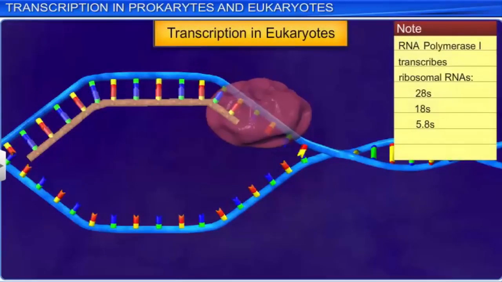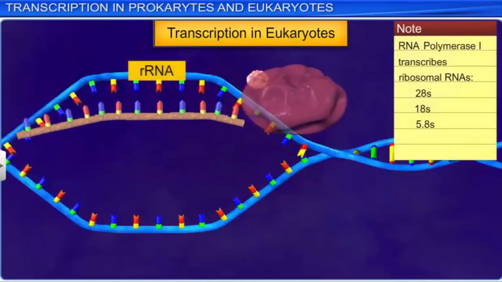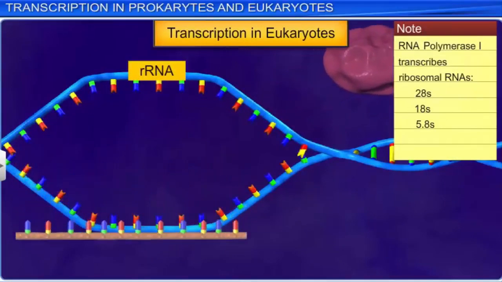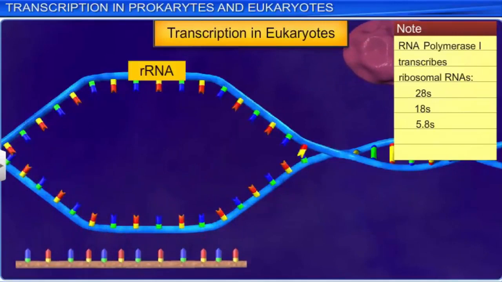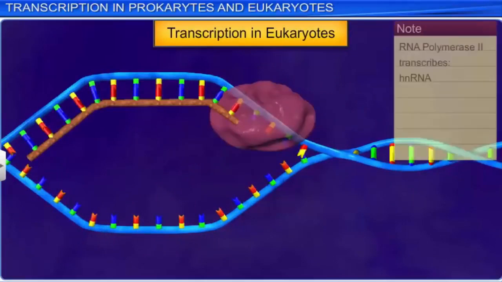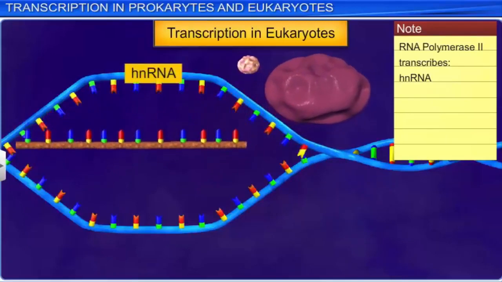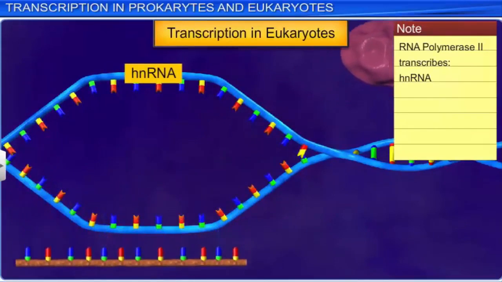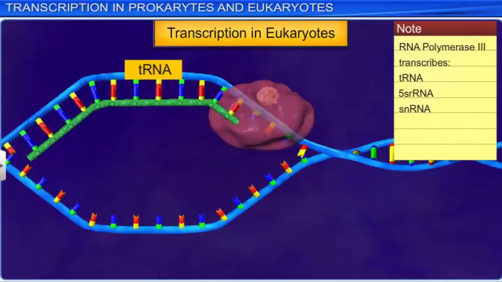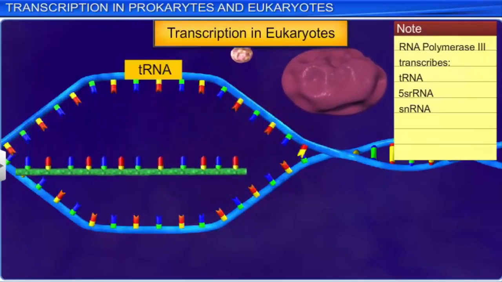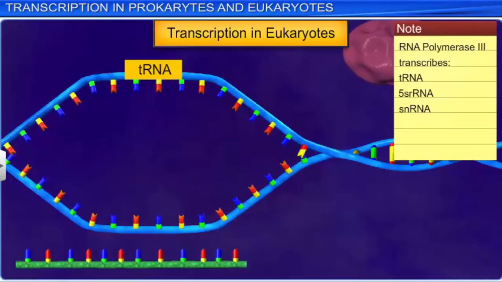The RNA polymerase 1 transcribes various rRNAs. On the other hand, RNA polymerase 2 transcribes the precursor of mRNA, known as heterogeneous nuclear RNA or hnRNA. RNA polymerase 3 is responsible for the transcription of tRNA, 5S ribosomal RNA or 5S rRNA, and small nuclear RNA or snRNA.